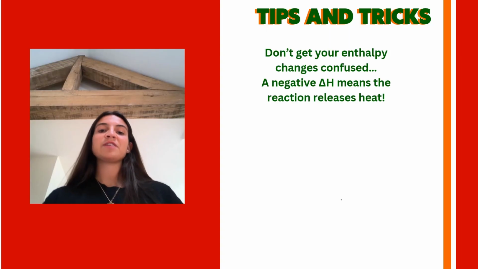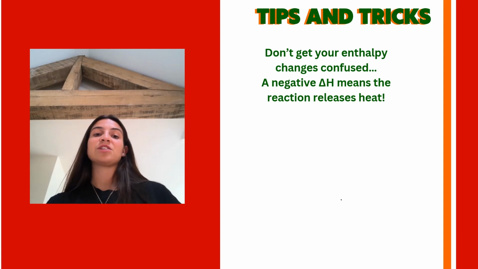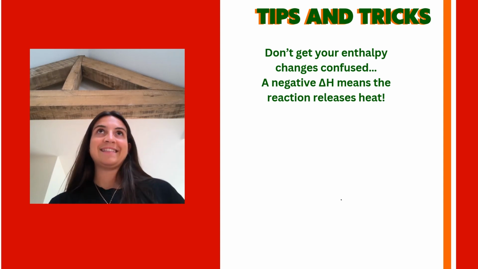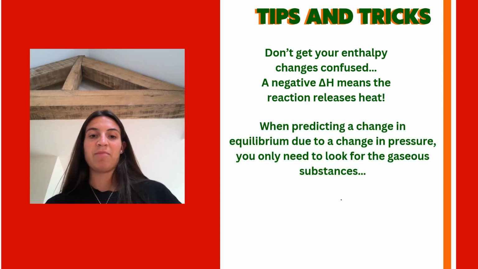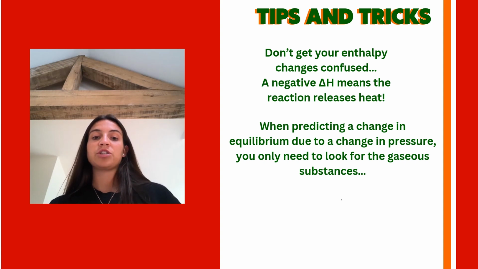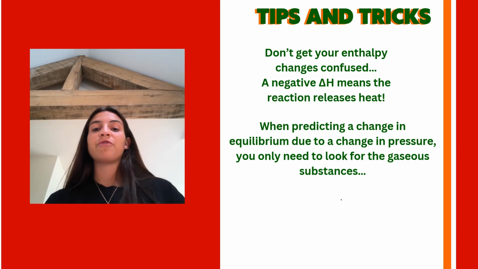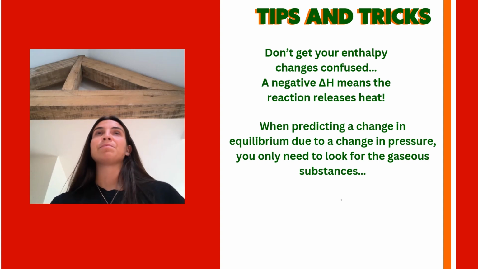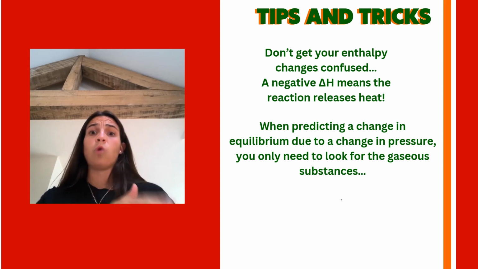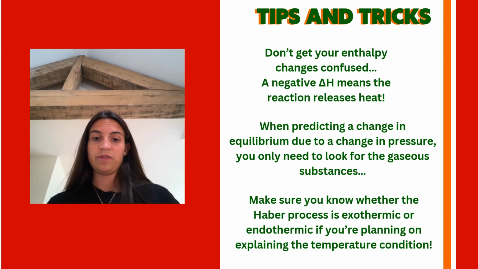Okay, tips and tricks. First one, don't get your enthalpy changes confused. A negative change in enthalpy means that your reaction actually releases heat and is therefore exothermic. When predicting a change in equilibrium due to a change in pressure, you only need to look for any gases, okay? So you need to look at the state symbols, and if any of them are solids, they're not going to count towards which side has more moles of gas and which has fewer moles of gas.